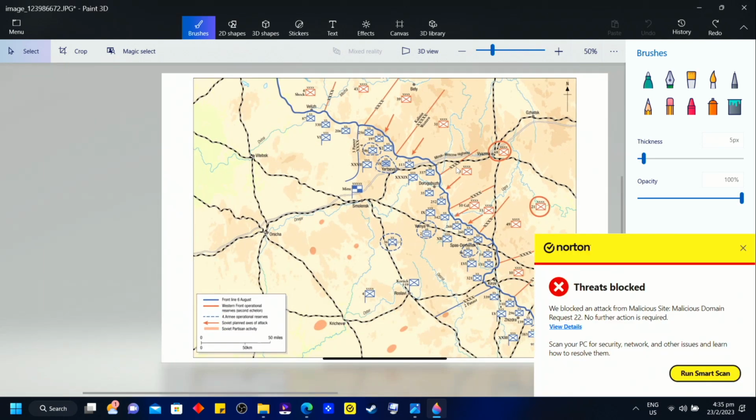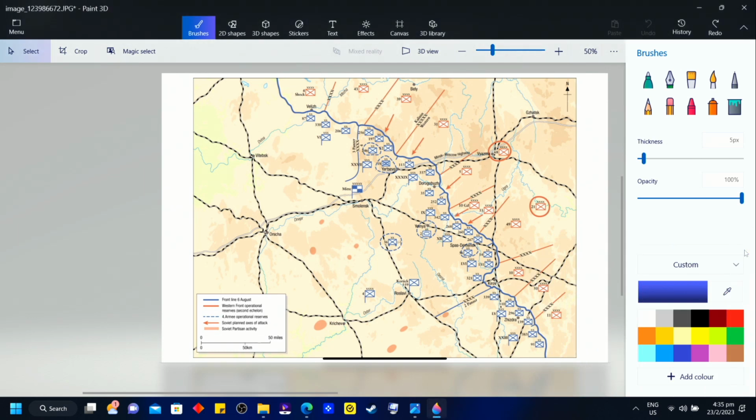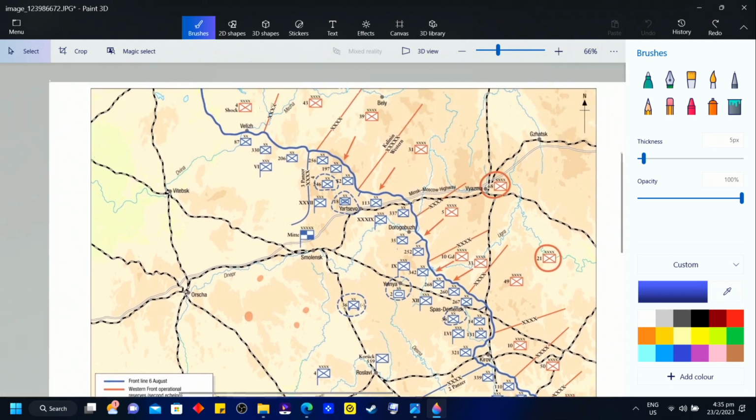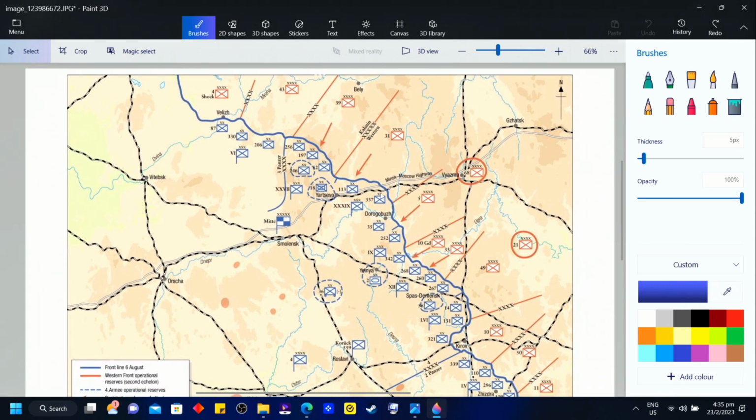So 1943, Battle of Smolensk. I'm looking at my iPad for any information I want to talk about. So let's look at this map. The Battle of the Liberation of Smolensk was planned mainly by the Western Front.